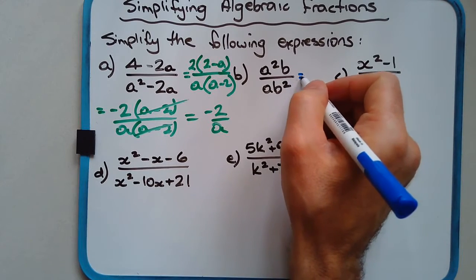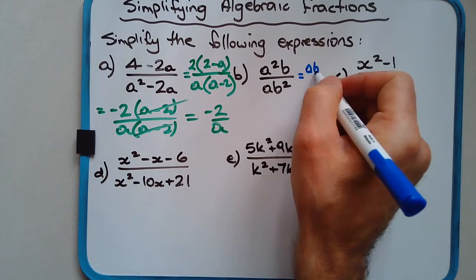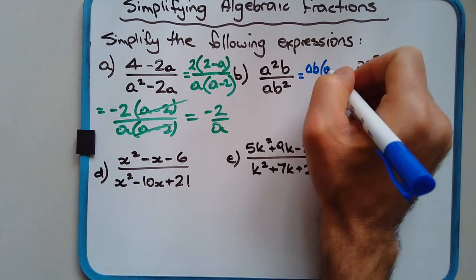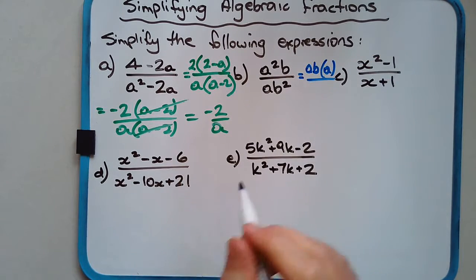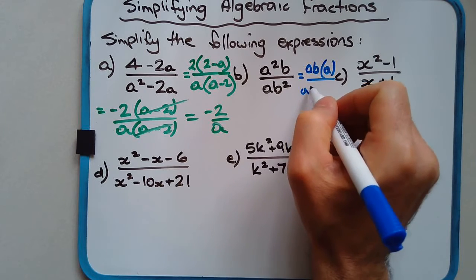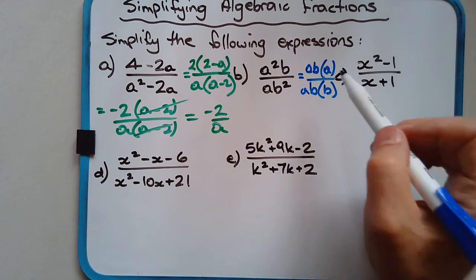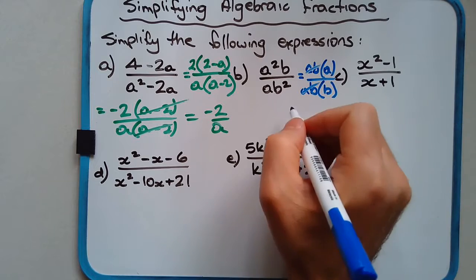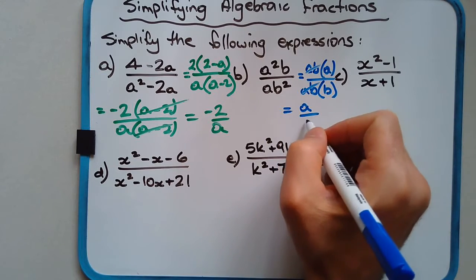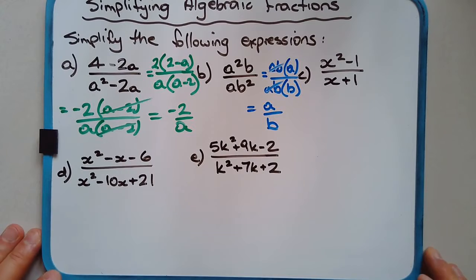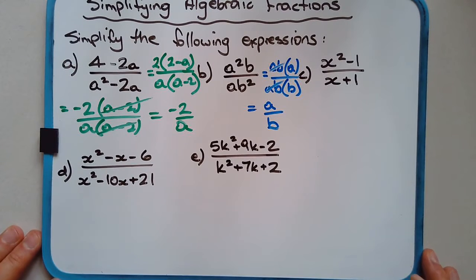So if you took out ab from the numerator there, that leaves an a inside of the brackets, over, again, take ab out as a common factor, and that leaves b inside of the brackets. So the ab, in fact, cancel, and then you end up with a over b. Nice and easy. Okay, so what about the next one?